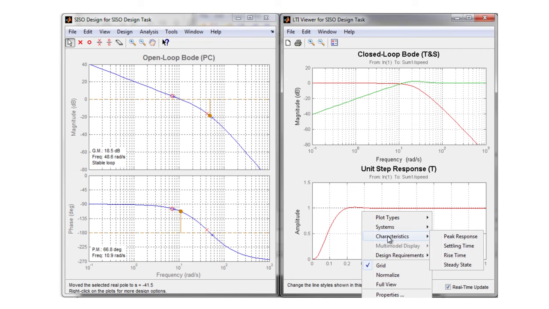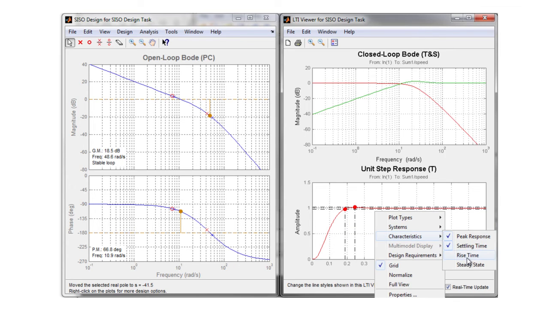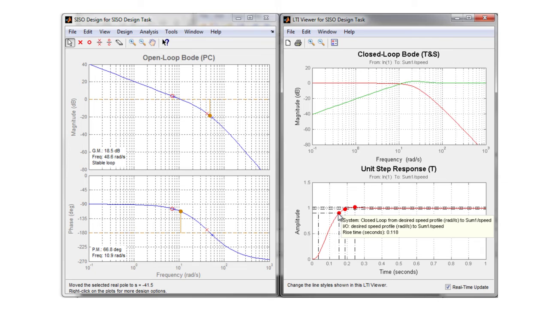On the step response, we can check the peak response, which shows an overshoot of 1.45%, way below 3%, which was our requirement. We can also check the settling time, which is below 0.2 seconds. Our requirement was 0.3 seconds, so we're good. And the rise time, which is 0.118 seconds, which is below our 0.15 limit. So as we just saw, all our requirements are satisfied by this controller.